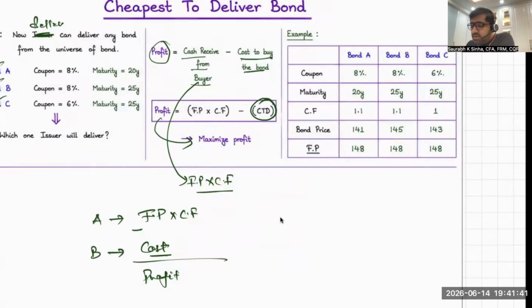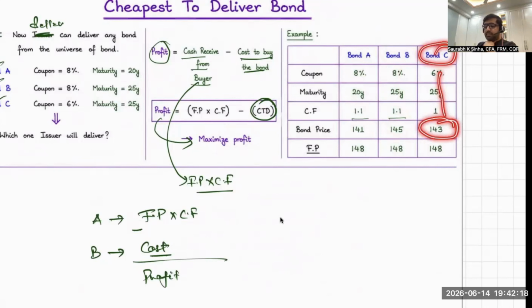So see, there are three bonds, bond A, B, C. A has a coupon of 8%, B has a coupon of 8%, C has a coupon of 6%. Maturity is this. Based on the coupon, CME decided the conversion factor, which is 1.1, 1.1, and 1. You can understand why it is 1.1, 1.1 identical, because they decide only on the basis of the coupon, not the maturity. The bond price of bond A in the market is 141. Bond price for B is 145 and bond price for C is 143.